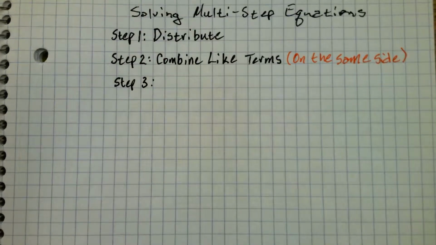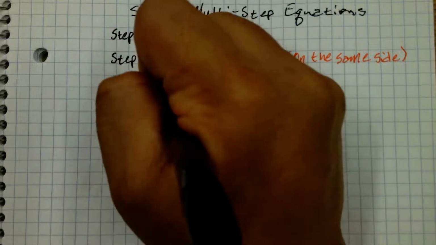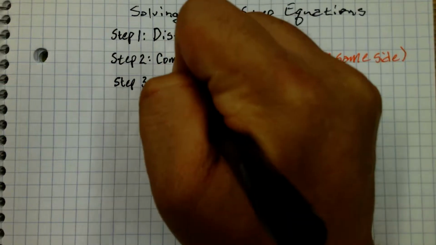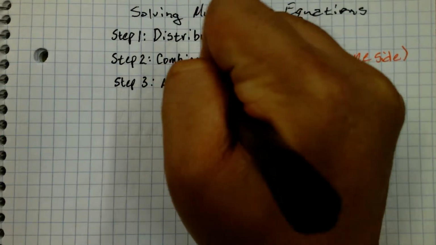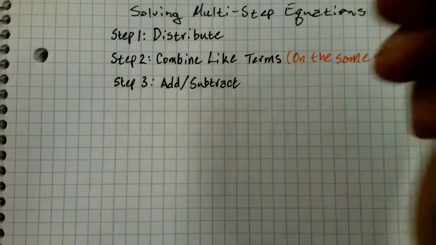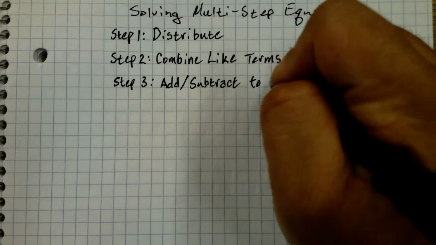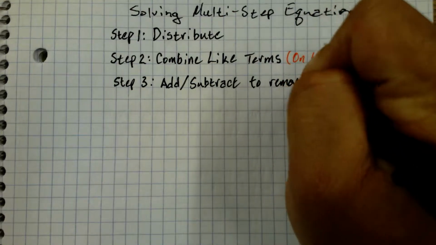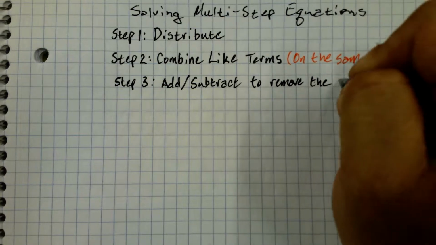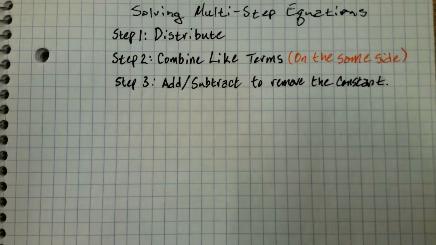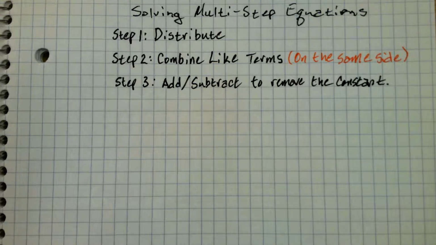Step 3 is to, at this point, we should have a 2-step equation. So this is going to be add or subtract to remove the constant. So we've done that before. You add or subtract to get rid of the +5 or the -8. All right, we're almost there. Last step.